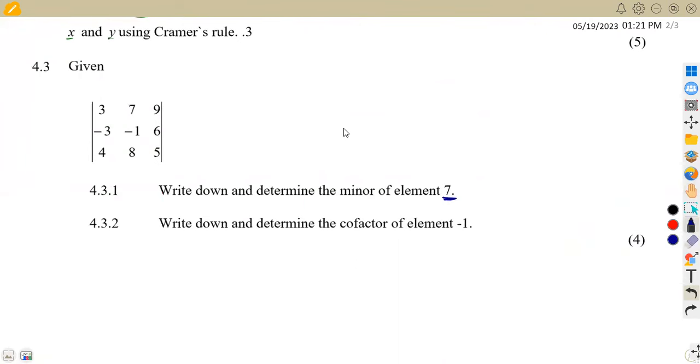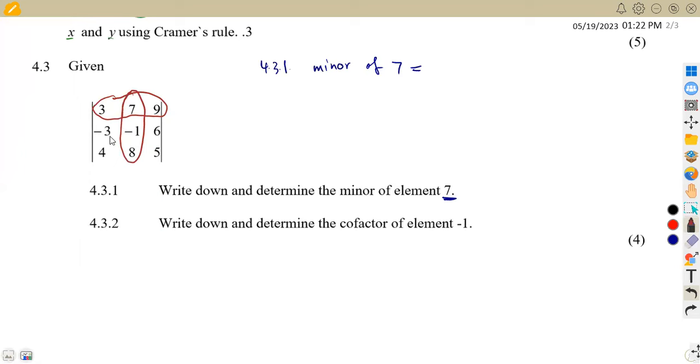Okay, so from the definition that we had before, remember we said a minor can be determined by finding the determinant with respect to that element. So the minor of element 7 is going to be, we close the row and column where there is 7. So here, there is our 7. It's in this row, so we close the row and the corresponding column. This is the column where there is our 7.